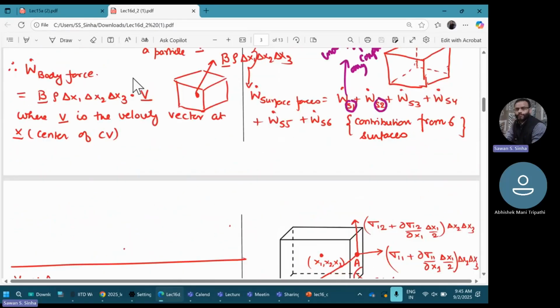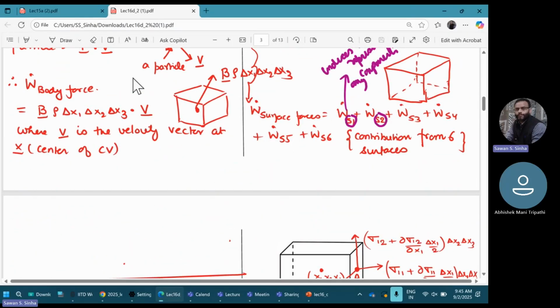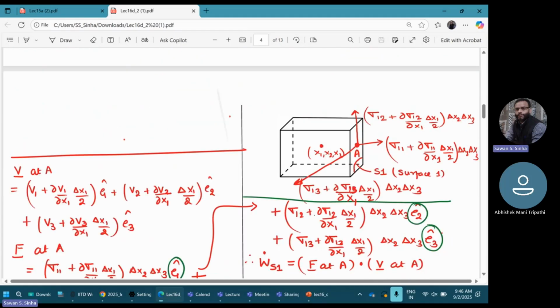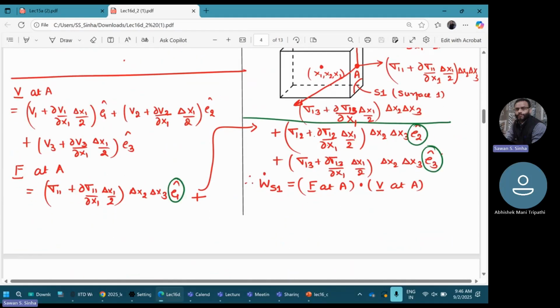So I am going to again follow the same strategy. I will put a lot of effort, full effort, for a pair of surfaces. And once I have the final expression from those 2 pair of surfaces, I will try to recognize a pattern, and I should be able to write contributions from this pair and then this pair, right? So S1 and S2. First, I am trying to find the velocity vector at A.